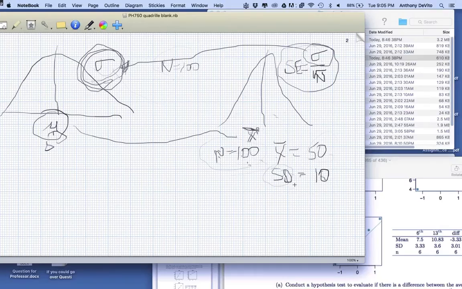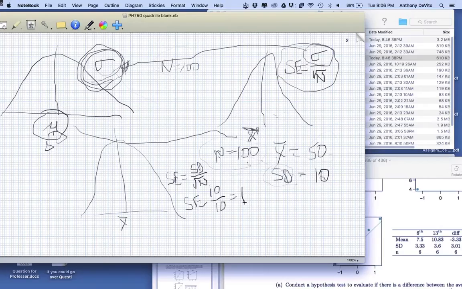Okay, so what that tells me is that I can draw an imaginary distribution here and say that I have X bars in the middle. If I took samples over and over and over again, my standard error is going to be equal to, instead of the standard deviation of the population, the standard deviation of the sample over the square root of n. So my standard error is going to be equal to 10 divided by the square root of 100, which is 10. So standard error is equal to 1.